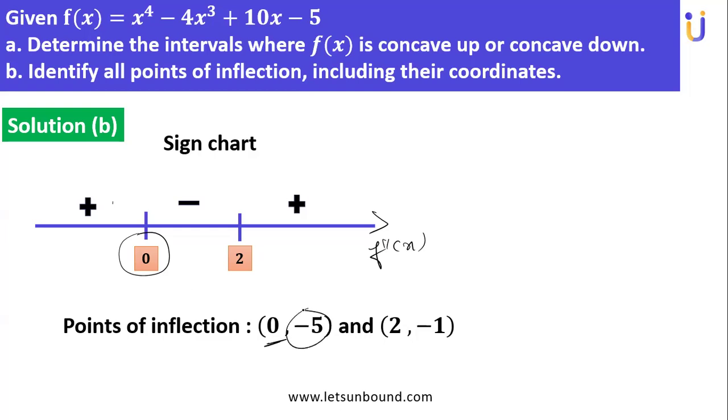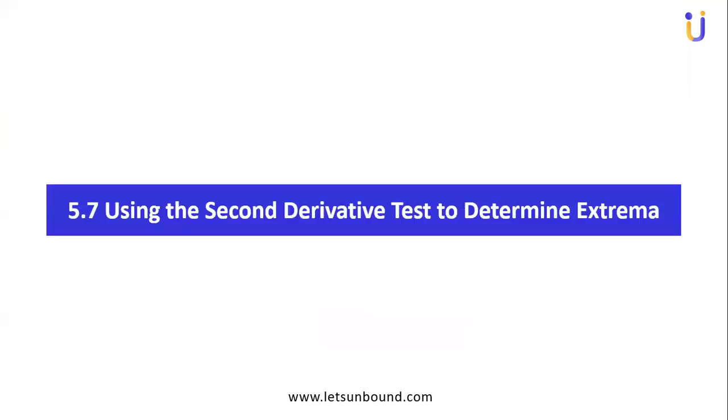At 0, we know how I got minus 5. You just plug in the original function. When you're finding coordinates, it's f of x, not any other stuff. And at 2, you plug in over there, you get a minus 1. So these are the points of inflection, right?